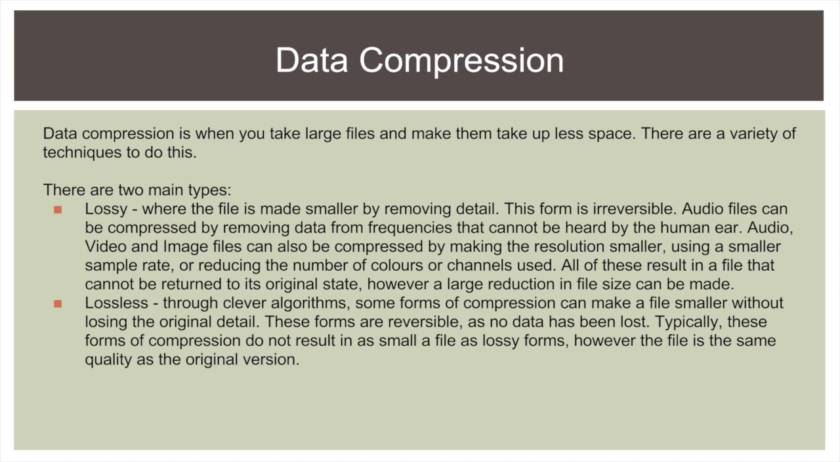So data compression is when you take large files and make them take up less space, and there are a number of ways to do this. There are two main types of compression, however. Lossy is where the file is made smaller by removing detail, and this form is irreversible. Audio files can be compressed by removing data from frequencies that cannot be heard by the human ear. And this is a good method of compressing because you probably won't miss a whole lot of things.